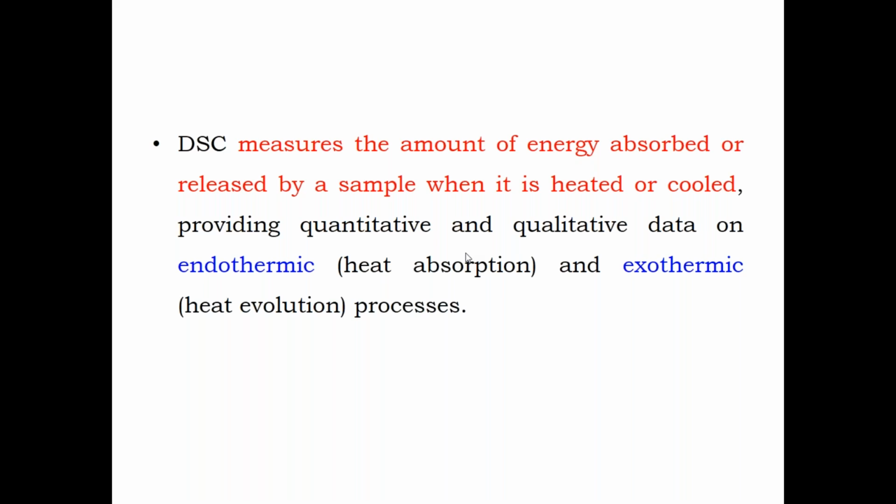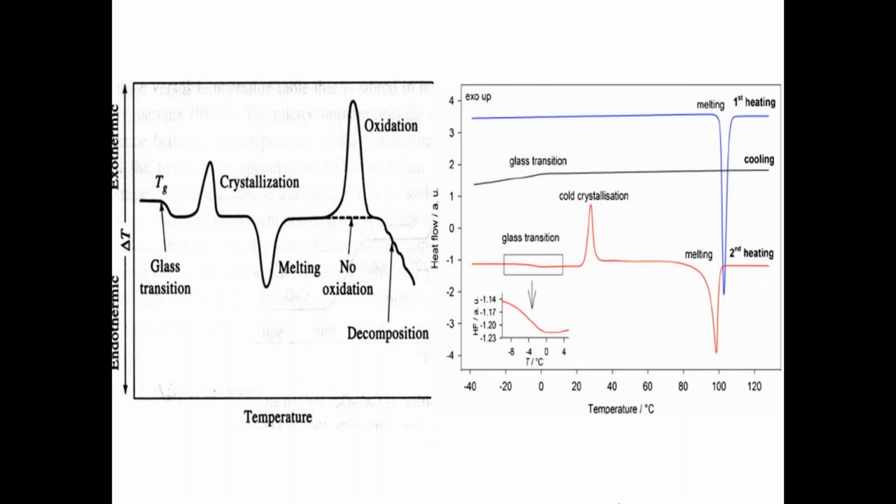So it can be used for both quantitative and qualitative purposes. The data you get is called endothermic data or exothermic data. Endothermic is heat absorbed value and exothermic is heat evolved value. So DSC helps us to identify the change quantitatively as well as qualitatively by measuring the energy absorbed or energy released, and that process is called endothermic and exothermic process. So look at the graph now.